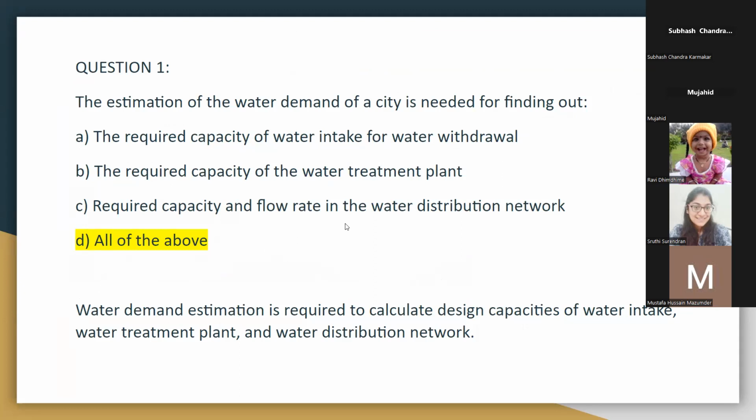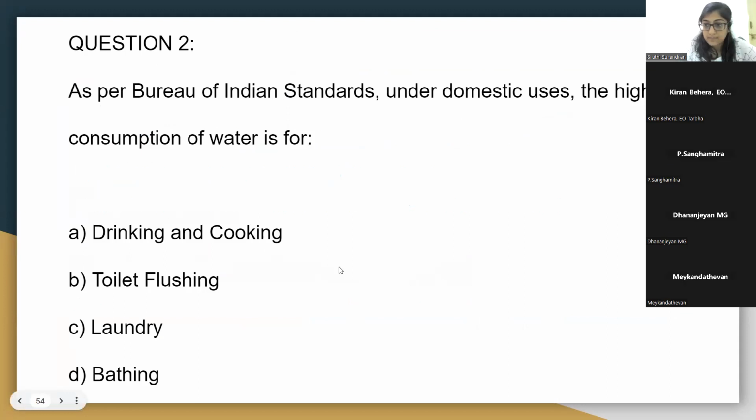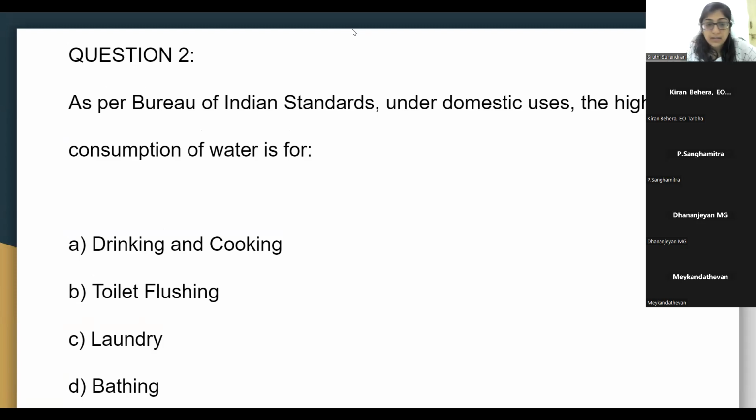Now the next question. As per Bureau of Indian Standards, under domestic uses, the highest consumption of water is for drinking, or other uses. All these are domestic requirements of water. Which out of these domestic requirements is consuming the maximum amount of water as per the codal provisions? Mujahid has said C, Sangamitra has said D, Mekantha has said D, Dhananjayan has gone with B, Kiran is also going with B.